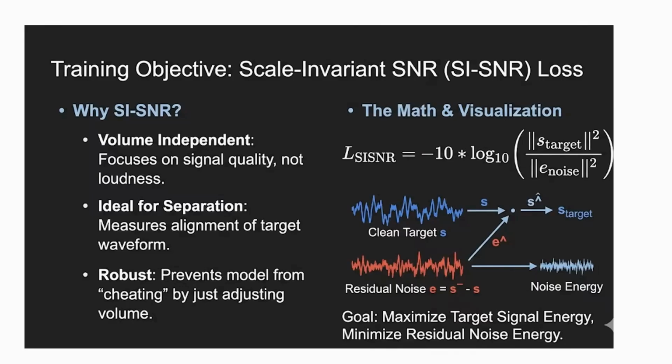Training objectives. For training, we used scale-invariant SNR, SI-SNR. Unlike standard error metrics, SI-SNR measures alignment quality independent of amplitude. It forces the model to maximize target energy while minimizing residual noise, ensuring the output is mathematically clean and phase aligned.